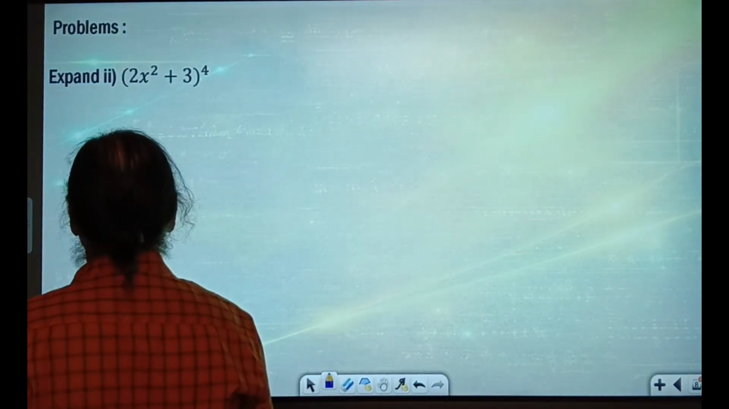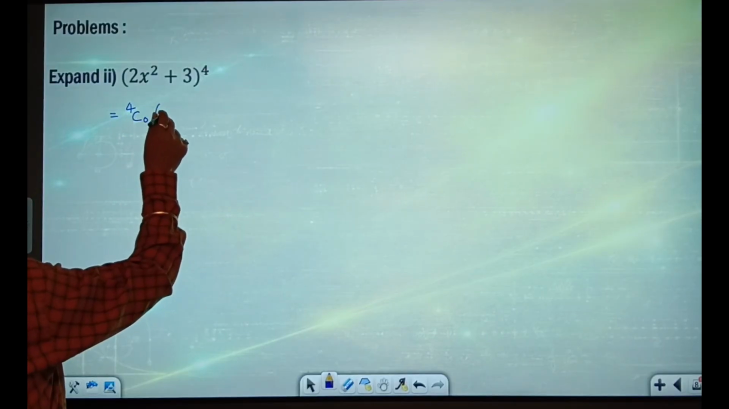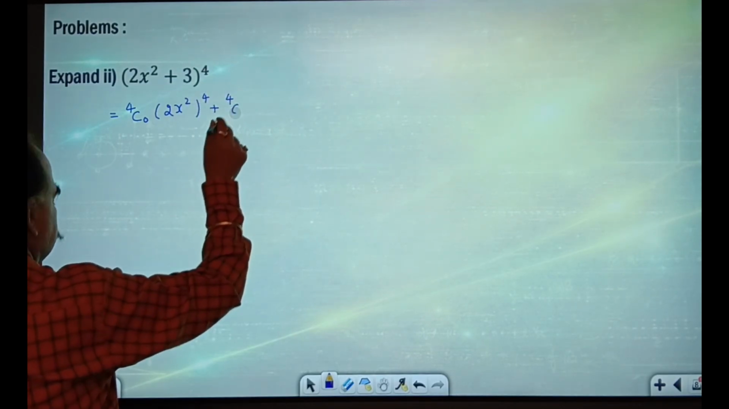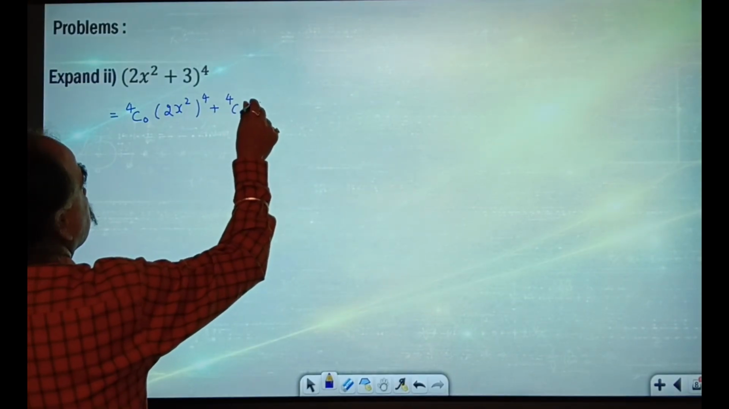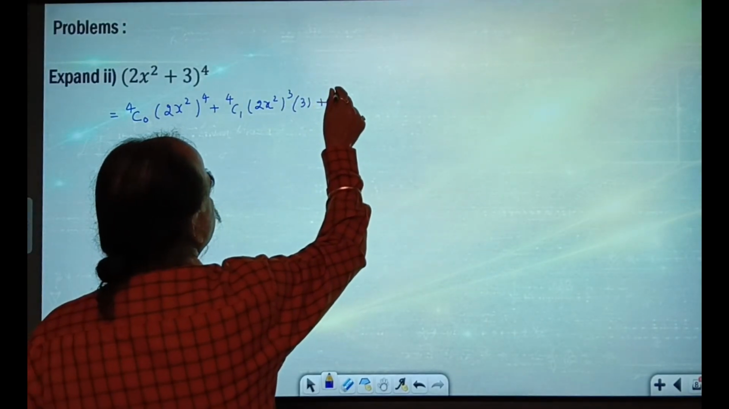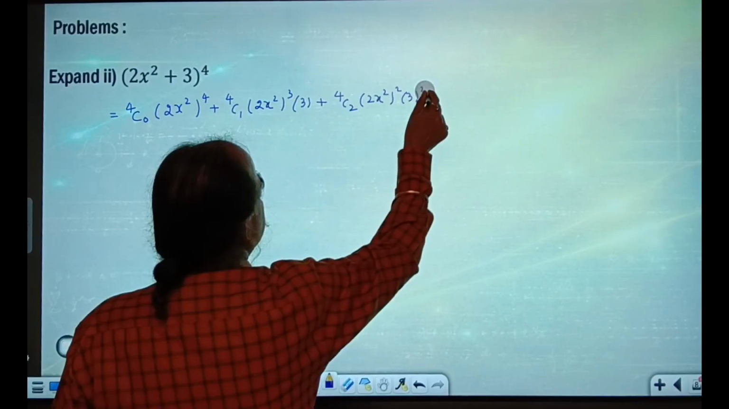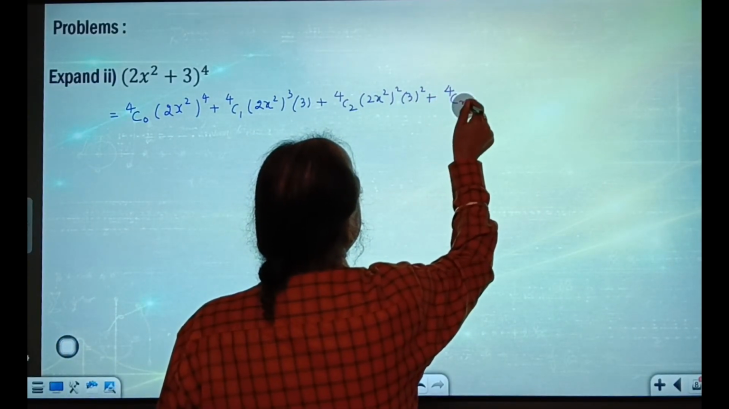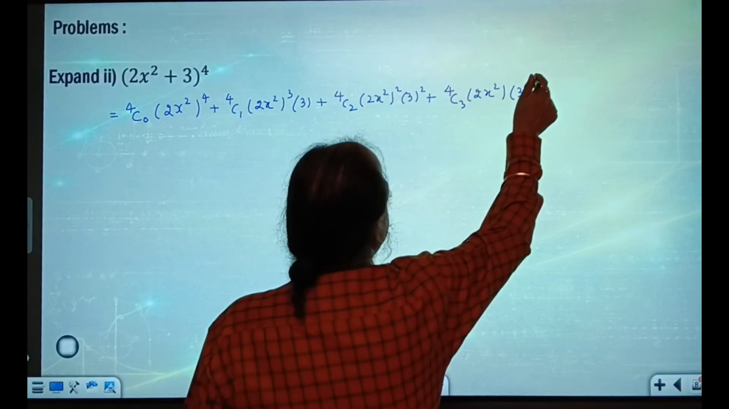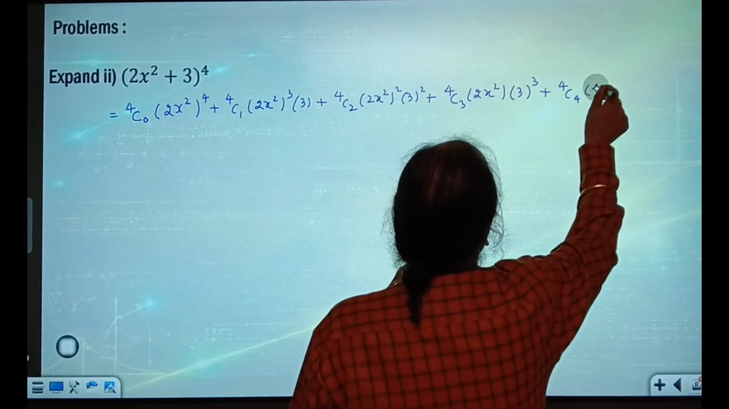Next, 2x square plus 3 raised to 4. 4c0 2x square raised to 4, 4c1 2x square raised to 3 into 3, 4c2 2x square into 3 square, 4c3 2x square raised to 1 into 3 cube, and 4c4 3 raised to 4.